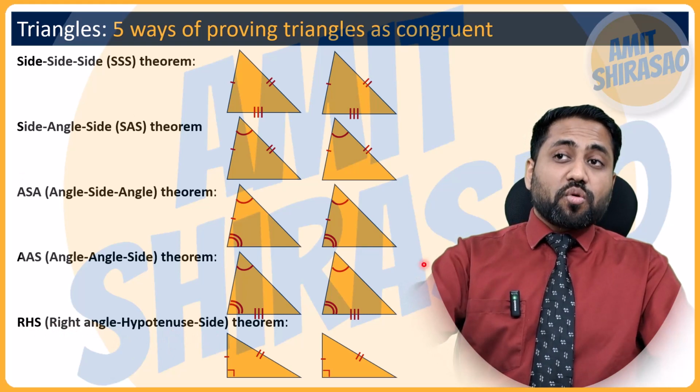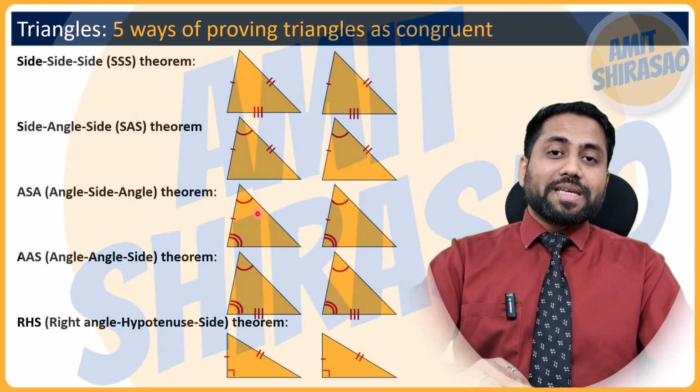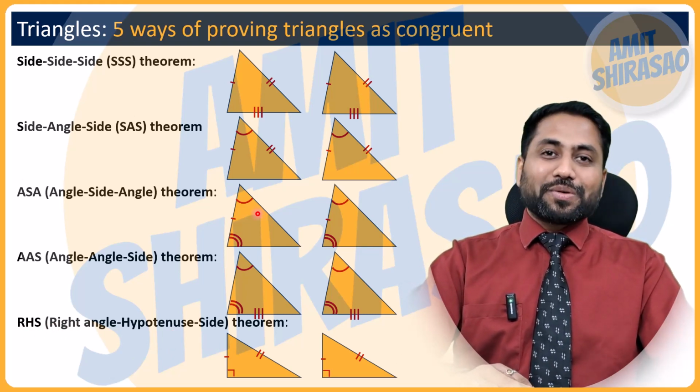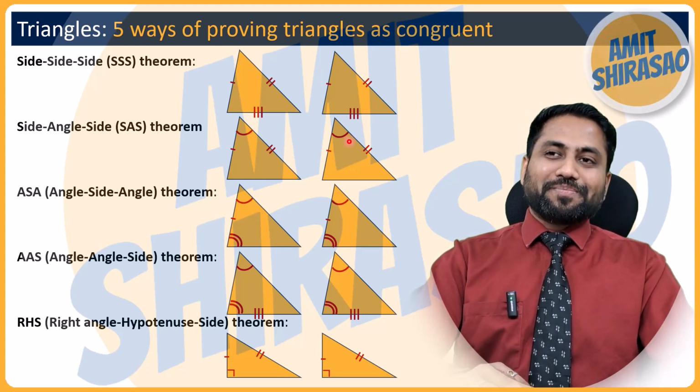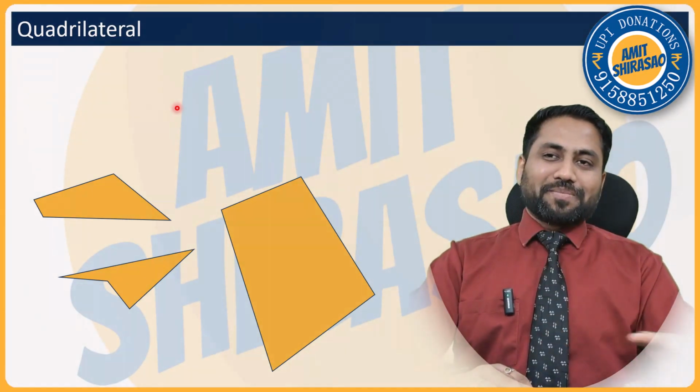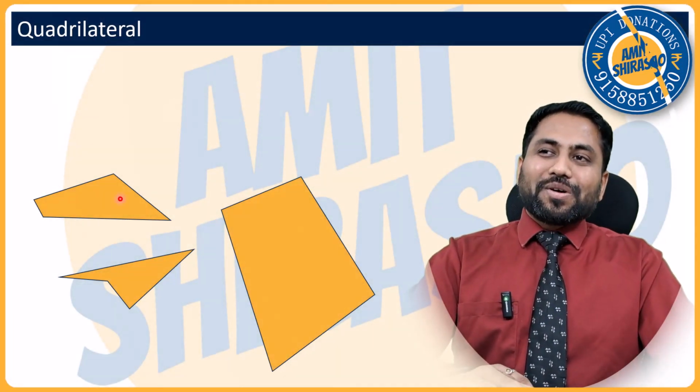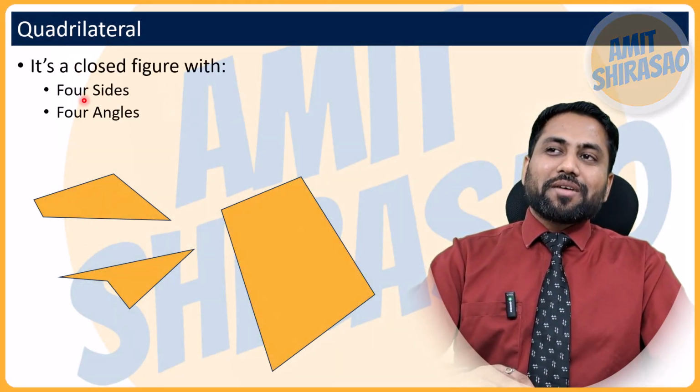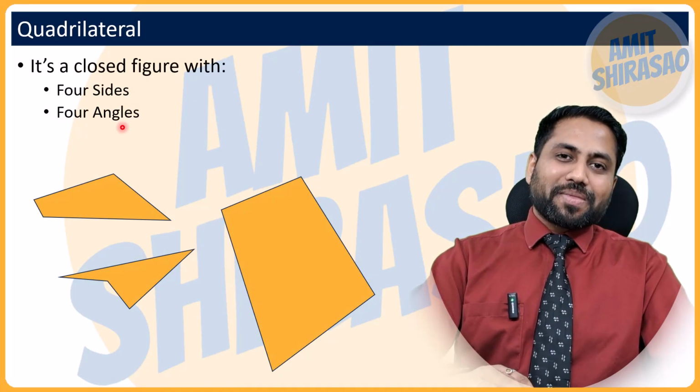Okay, we'll use all of these theorems in quadrilaterals. So remember all these theorems, you will require them. What is a quadrilateral? Now we are starting the main topic. A quadrilateral is any closed figure having four sides and four angles.